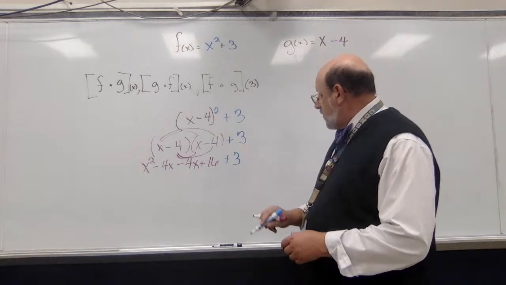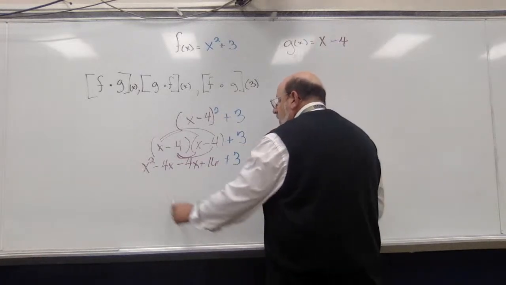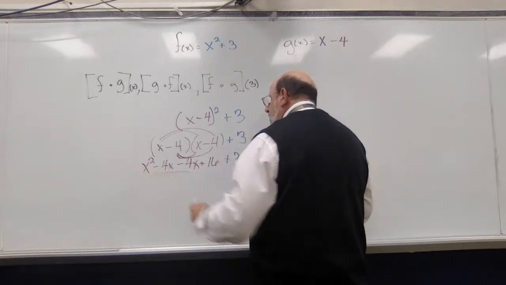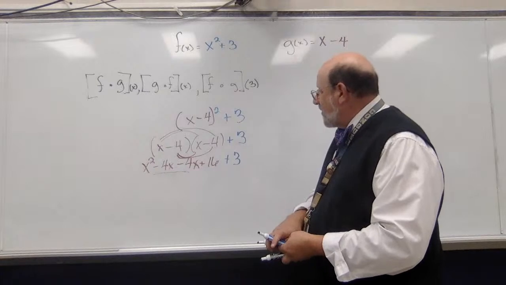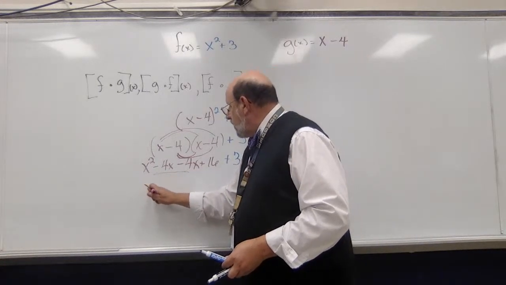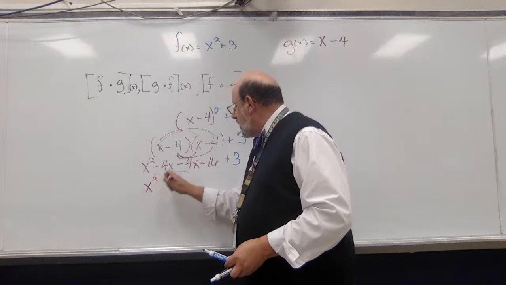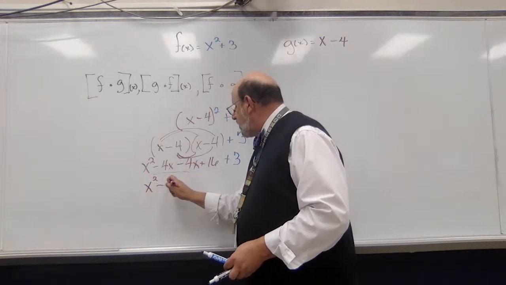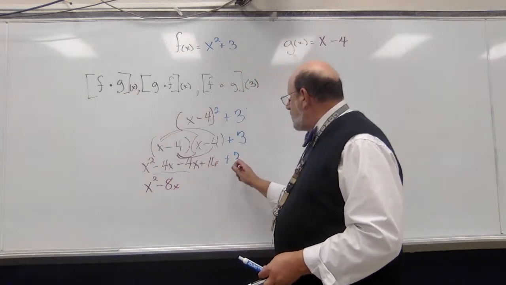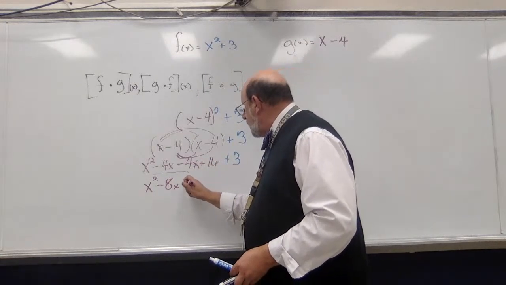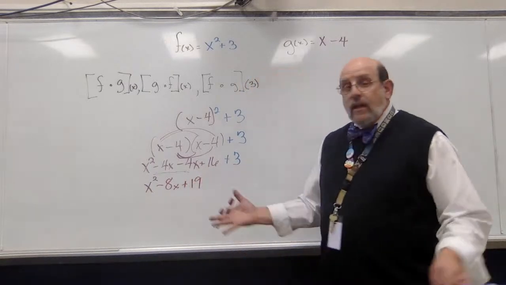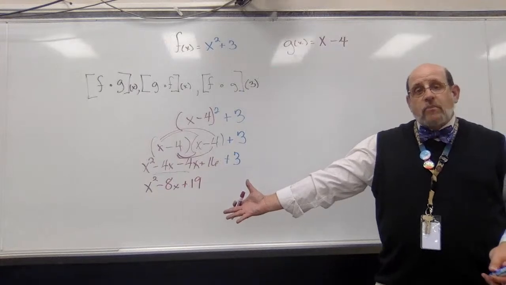And we have two sets of like terms. We have our negative 4x and negative 4x. Sorry about that. Marker's not working all that well. But we'll put those two things together, right? We have x squared. Negative 4 and negative 4 is negative 8x. Plus 16 plus 3, that is plus 19. Okay? That's it. That's our first composition.